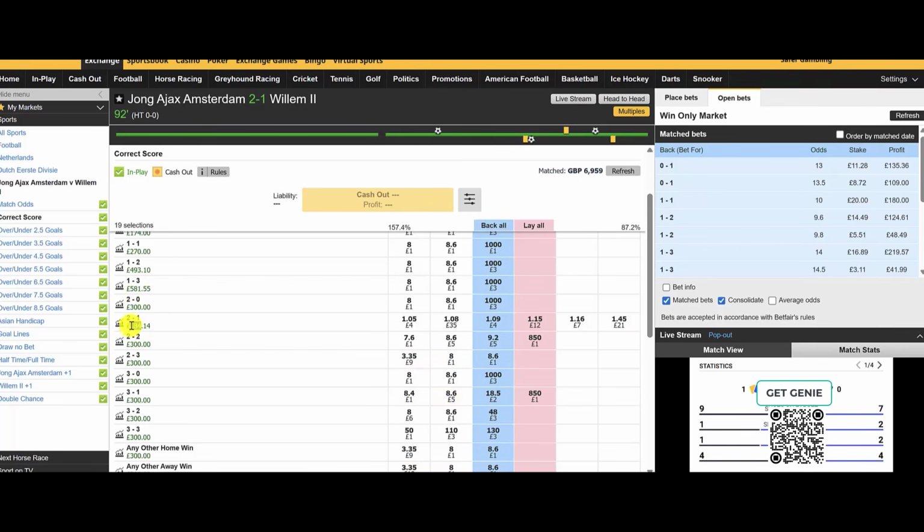So our plan A was to go in favour of Willem. Plan B was to cover, I think it was, the 1-1 and the 2-1 in favour of Ajax. It's a plan B that's going to help us to win the trade. So that's the beauty of the correct score market. We obviously went in favouring one team. They've ended up losing. We've ended up profiting. Final score, Young Ajax 2, Willem 1.